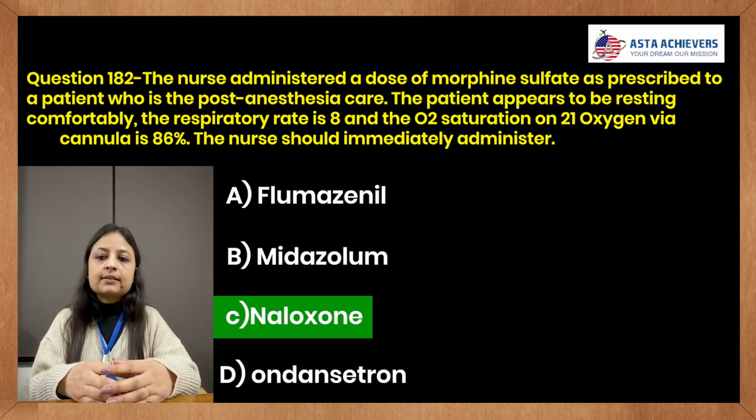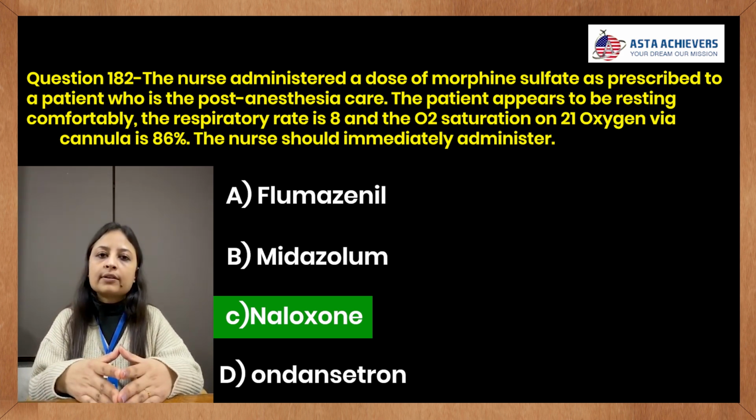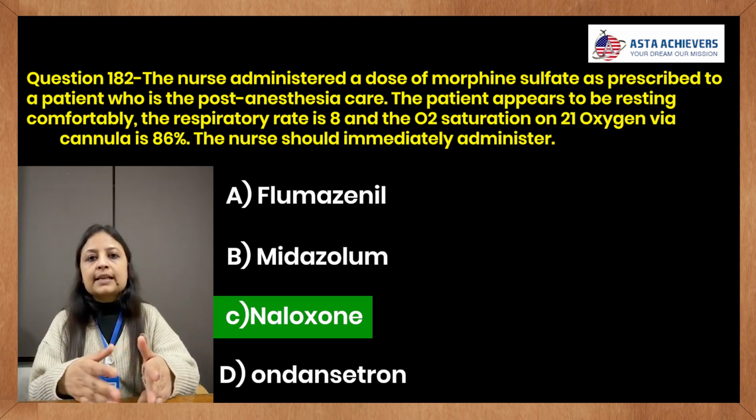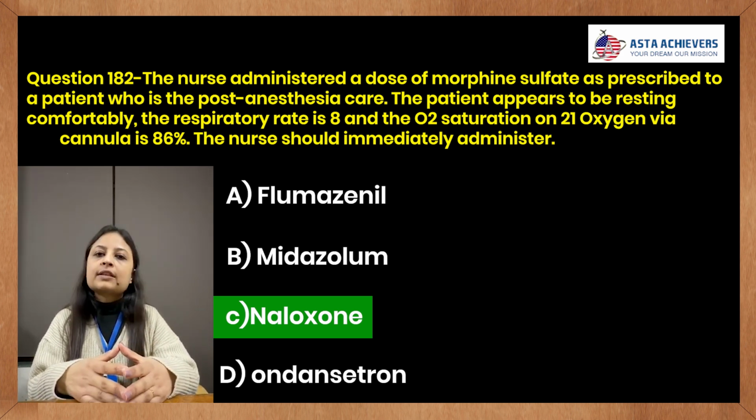Option A, flumazenil. Option B, midazolam. Option C, naloxone. And option D, ondansetron. This patient is experiencing a morphine sulfate side effect, so naloxone is the antidote of choice.